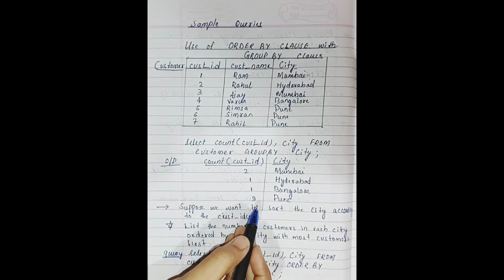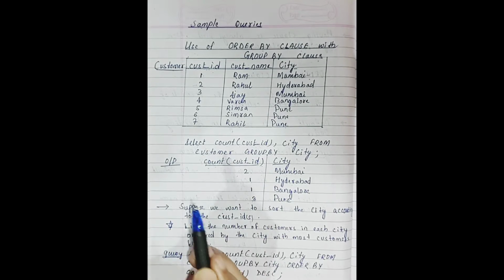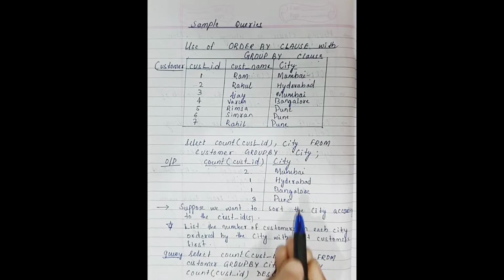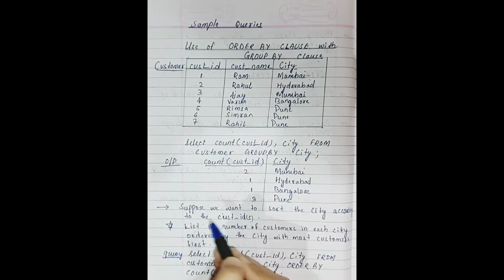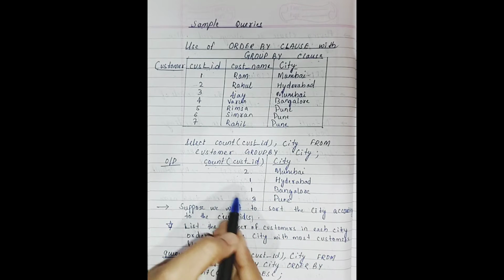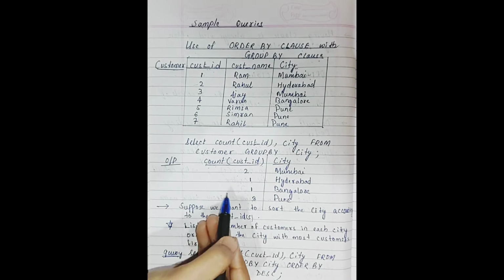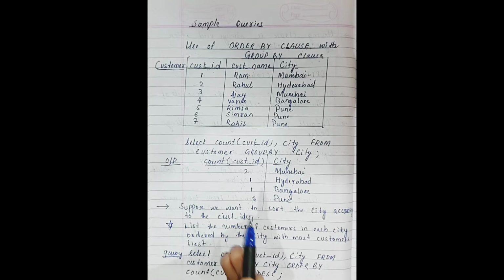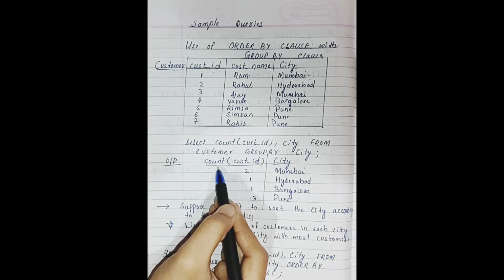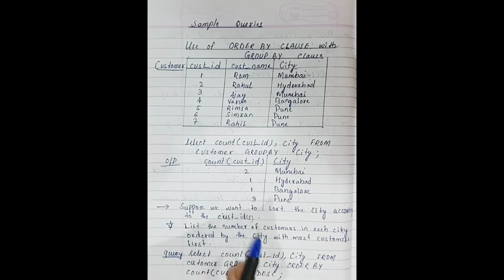Suppose we want to arrange the cities in an order where the maximum number of customers are staying. That is, suppose Pune will be displayed first, then Mumbai, then Hyderabad, then Bangalore. So basically we want to sort the count cust ID in descending order. What will we do? As we know, in SQL we use order by clause to sort the selected column in either ascending order or descending order.